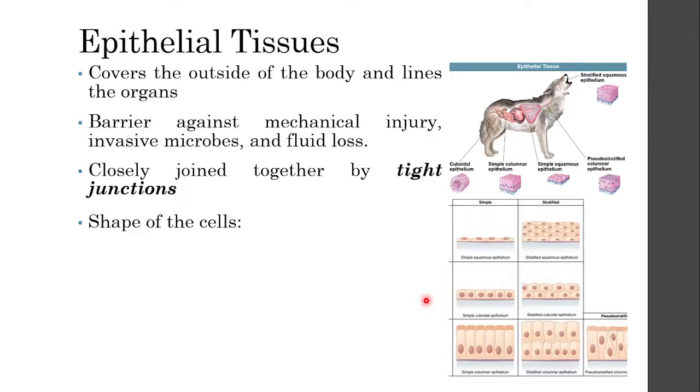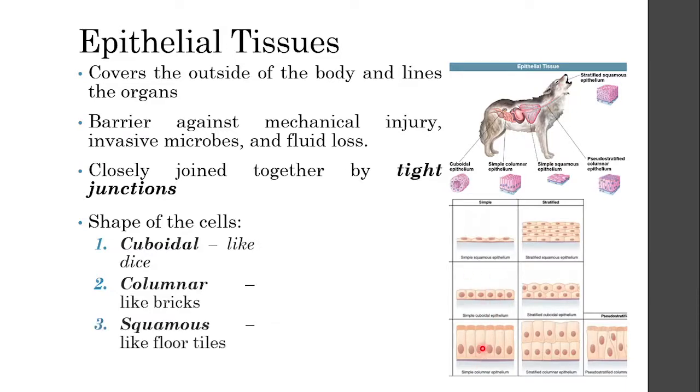Epithelial tissues are separated by their shape. You have cuboidal, and from the name itself, they're shaped like a cube. Then you have your columnar, which are more like little bricks or columns. And then you have your squamous, which are more like floor tiles. They're much smaller, and they look like tiles.